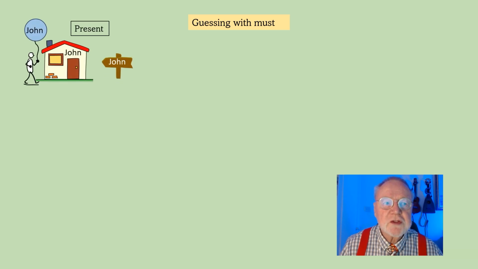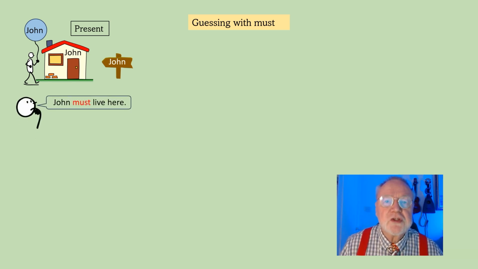We'll start with must in a present tense situation. Here we have some facts. Here's John. Here's John's house. And there's a sign saying John. Well, we can think something about that, can't we? We can draw a conclusion or a deduction. We could say, John must live here. And we're using the infinitive without to, because I'm sure you remember must is a modal verb and we do not follow it with a to infinitive.